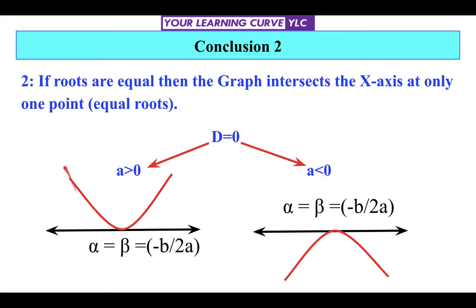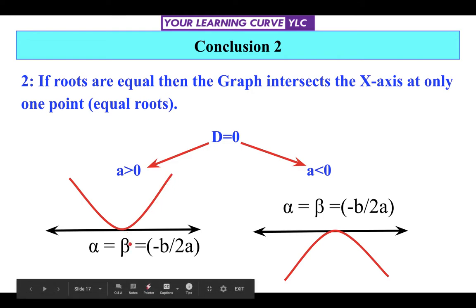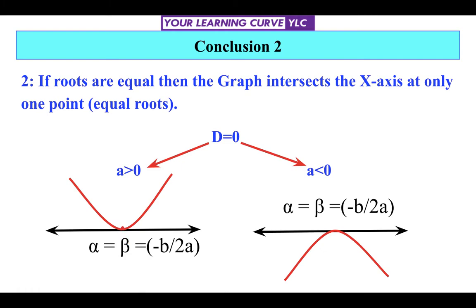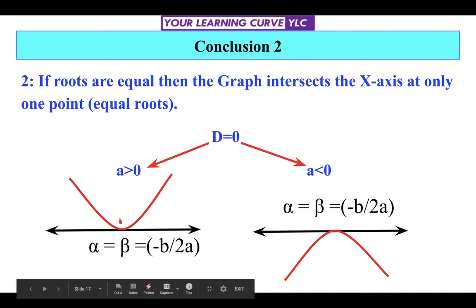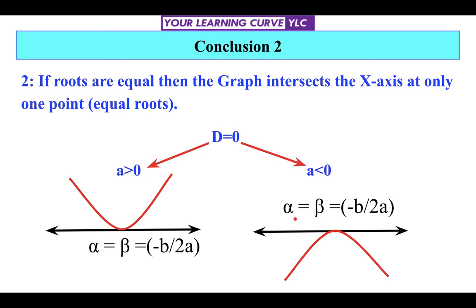The possibility of this parabola to intersect the x-axis at only one point is that it touches the x-axis, or the vertex of the parabola lies on the x-axis. So if a is positive, parabola upwards, D equal to 0, only one root, that is the parabola touches the x-axis. Alpha is equal to beta is equal to the x coordinate of the vertex, which is minus b by 2a. A less than 0, parabola downwards, it touches the x-axis. The point where it touches the x-axis is the root of the equation, or minus b by 2a.